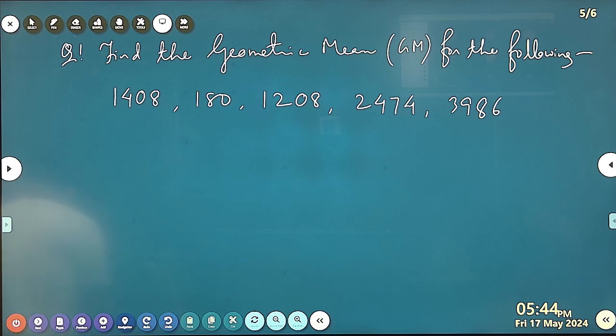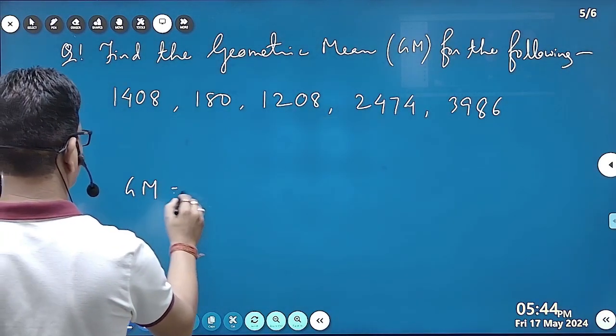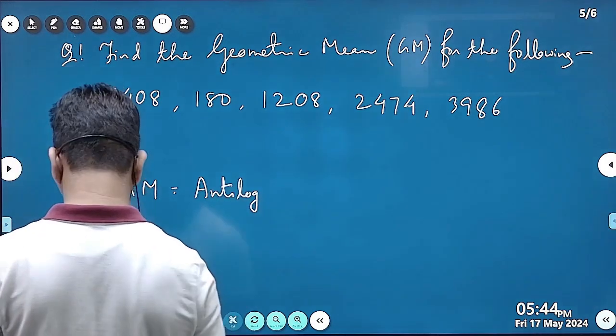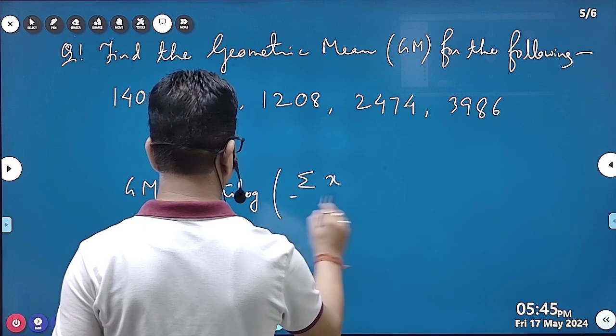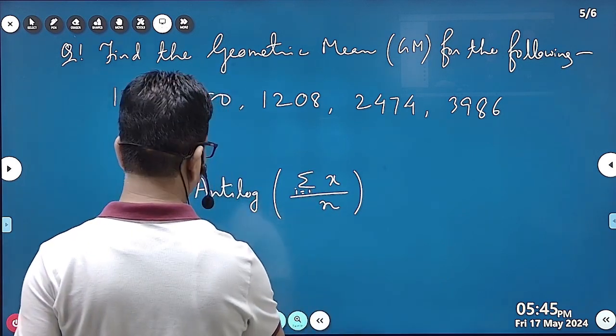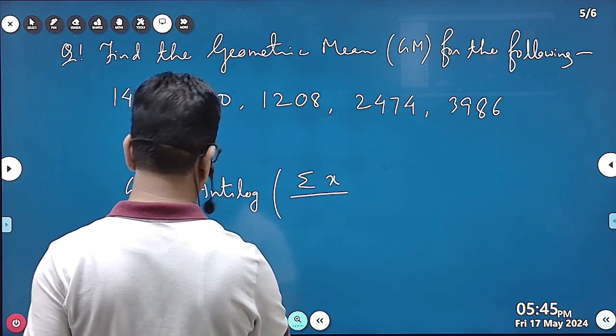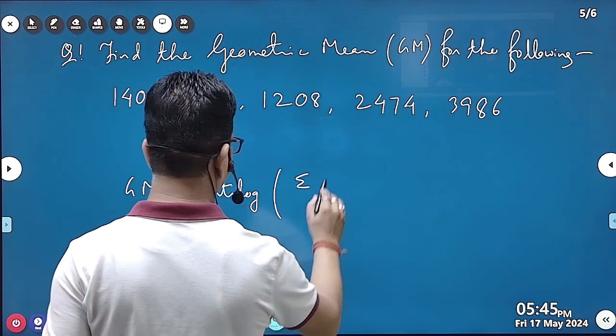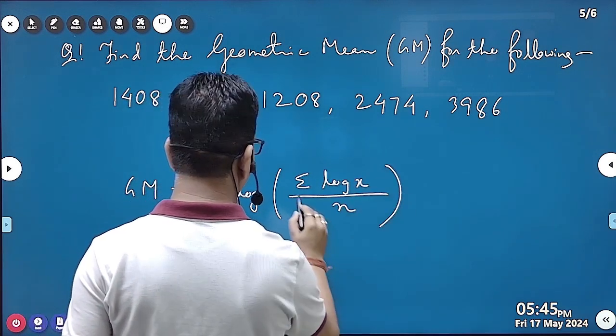The formula was given yesterday. It is on page number 282. This is for ungrouped data. For ungrouped data, the formula goes like this: GM equal to antilog of summation of log x divided by n, i equal to 1 to n. It was a direct formula, an easy one. It's not difficult.